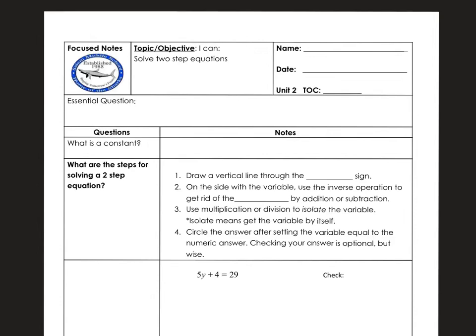Hi everyone, these are the first notes of Unit 2, so your TOC number is number 1. The objective for these notes is to solve two-step equations, so your essential question is, how do I solve two-step equations?